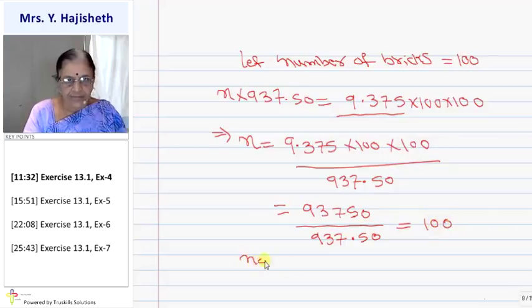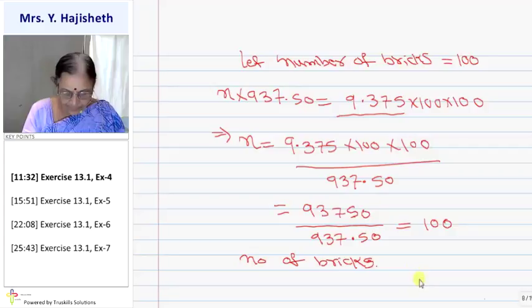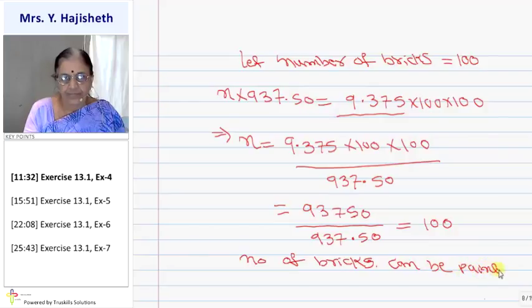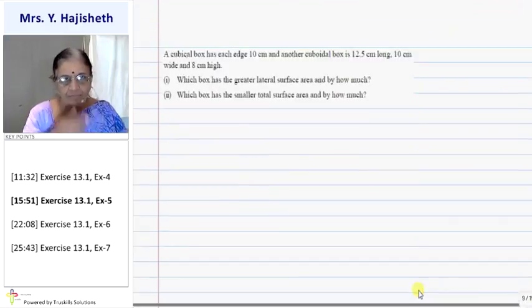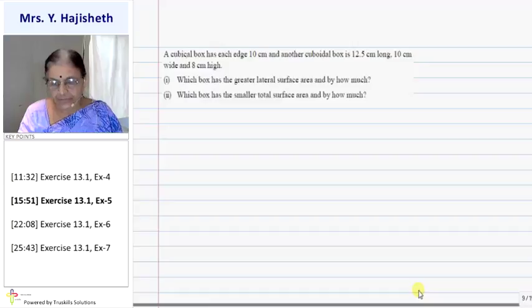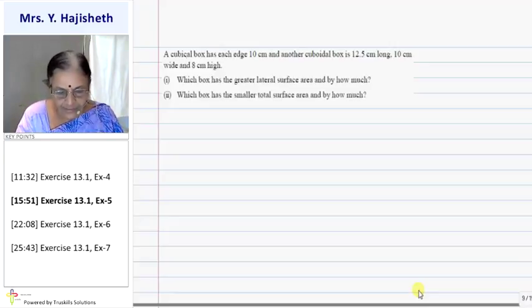So the number of bricks that can be painted are 100. Okay. Now next sum. A cubical box has each edge 10 centimeter and another cuboidal box is 12.5 centimeter long, 10 centimeter wide and 8 centimeter high. One is a cube and one is a cuboid. Measurements are given. Which box has greater lateral surface area and by how much? And which box has a smaller total surface area and by how much?